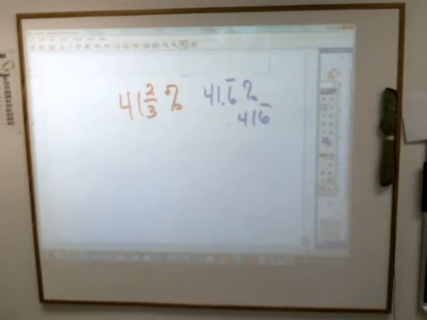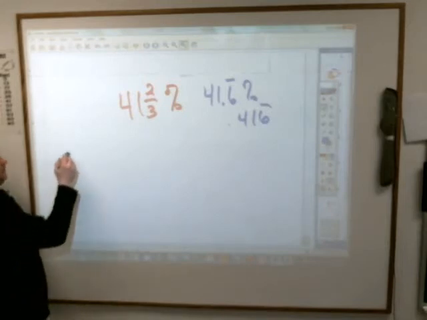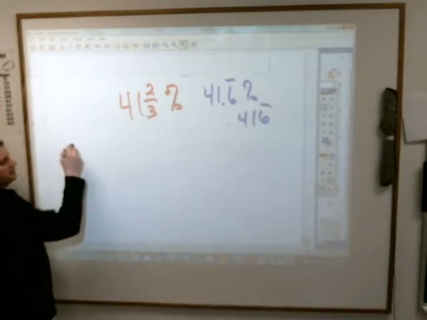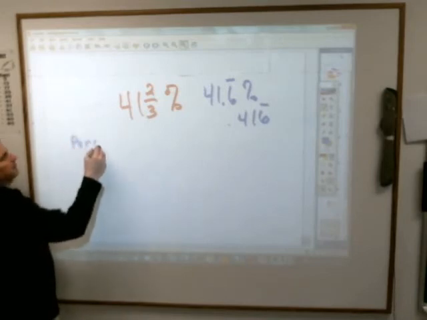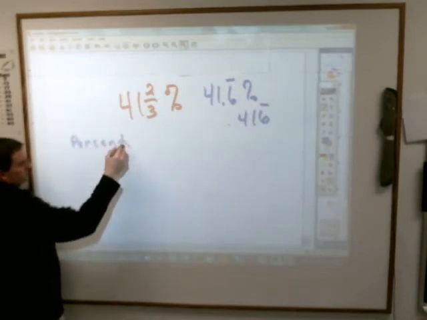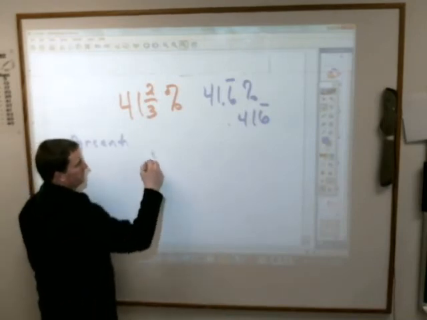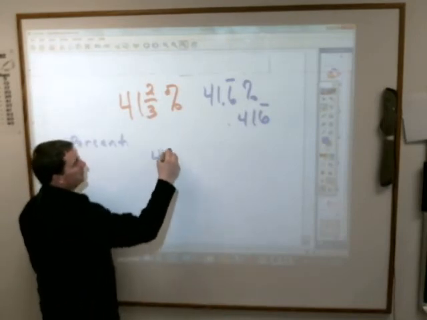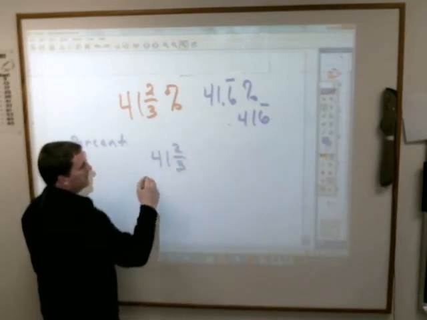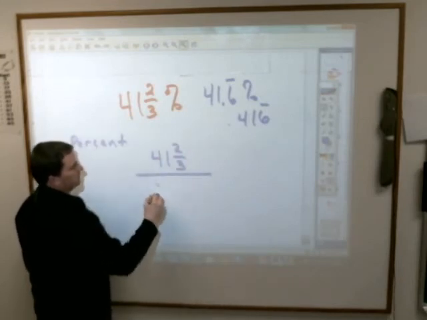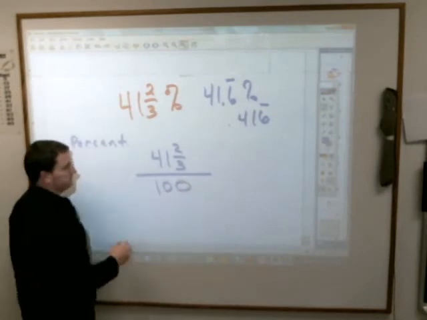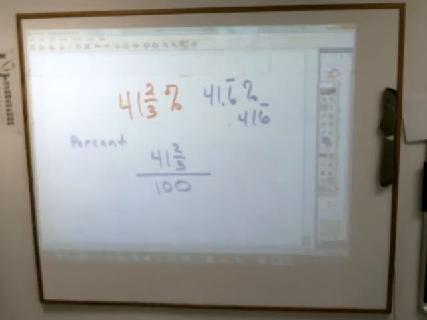Well, let me just tell you. Here's what you need to do. Remember what percent is. What is percent? Out of 100. So you really have this, and it looks a little weird, but it actually works out okay. You have 41 2/3 out of 100. Doesn't that look nice?